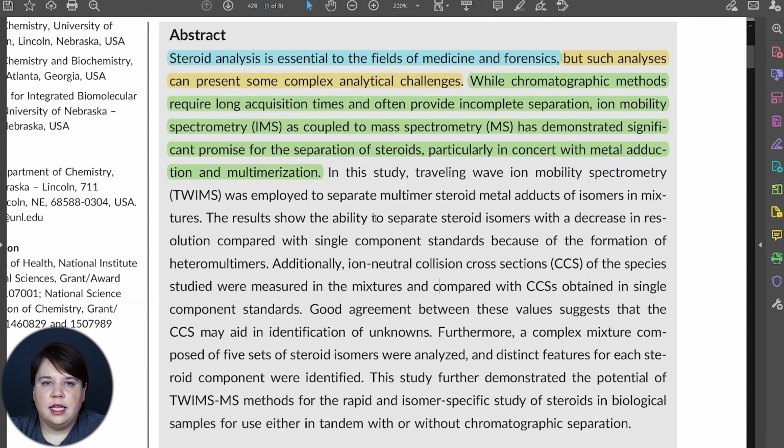Next, what I'm going to do is give background to the field or talk about what my field is. So in this case, I'm talking about the previous methods that have been used in steroid analysis up to this point and why those are not really advantageous. And then I'm jumping into what I'm specifically using, which is iMobility spectrometry, and being able to apply this and talking about how I'm using it in concert with metal adduction and multimerization.